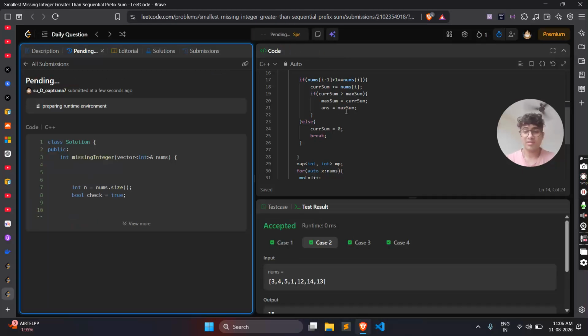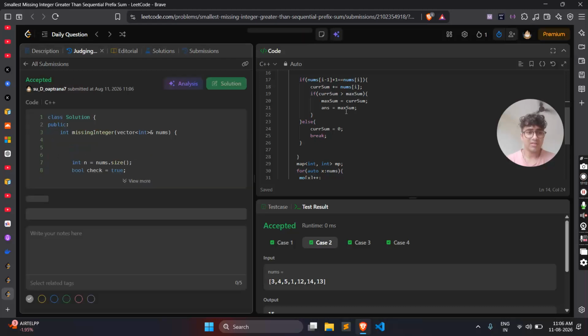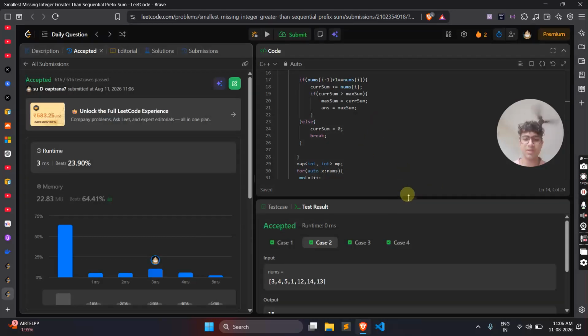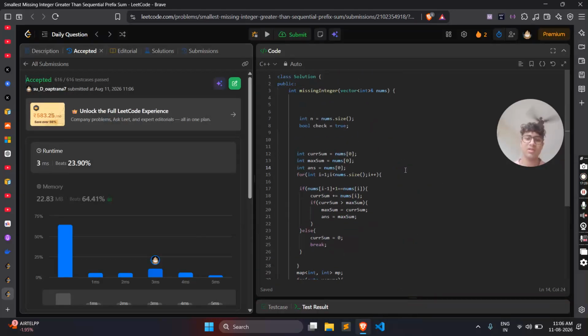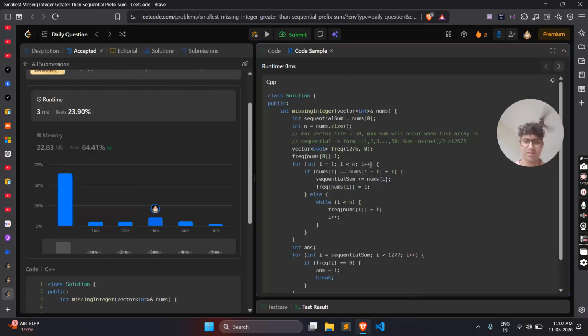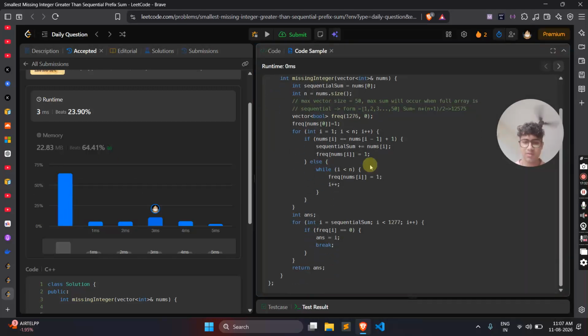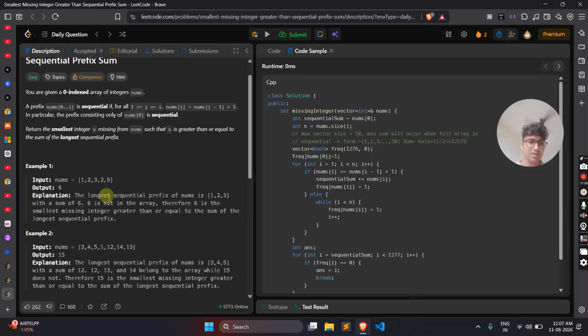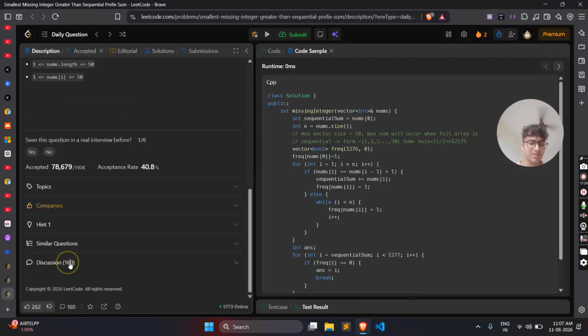Sometimes LeetCode makes easy questions a bit complicated, just like this one. This was made complicated because the wording is hard to understand, what they're trying to say. But yeah, that is today's LeetCode question. I will give it a tier of medium. Let's see the discussions.